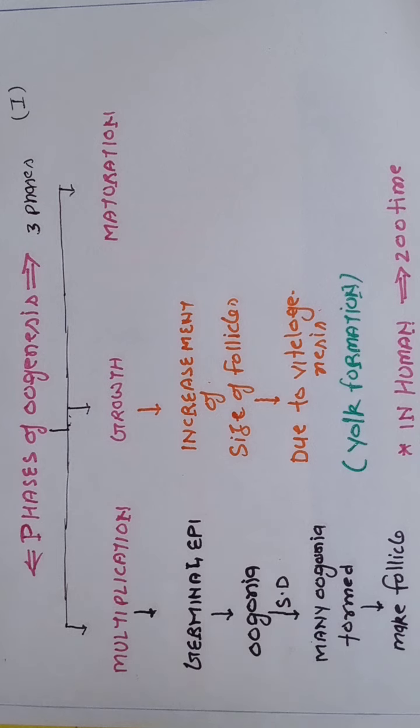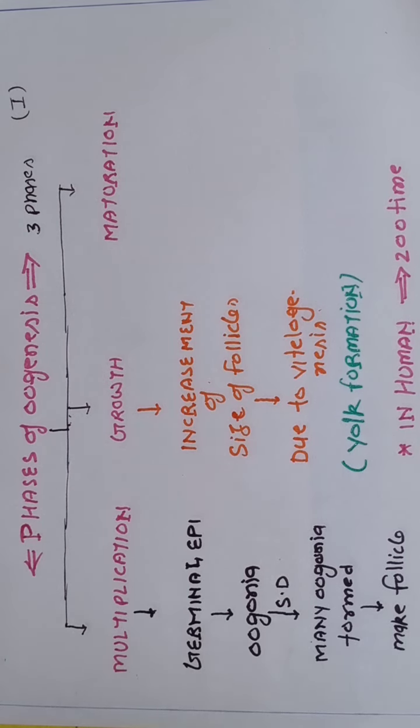But yolk is not always present, because eggs are of different types on the basis of the amount of yolk: alecithal, microlecithal, mesolecithal, and megalecithal. So the human egg is alecithal. It means in the case of humans, yolk is not present. But even so, due to the accumulation of nutrient, the cytoplasm automatically increases.